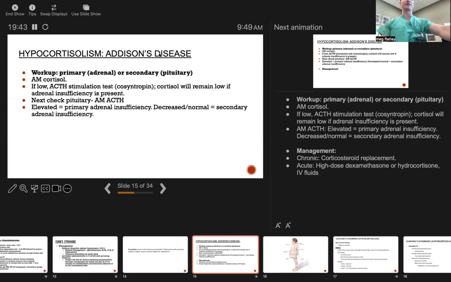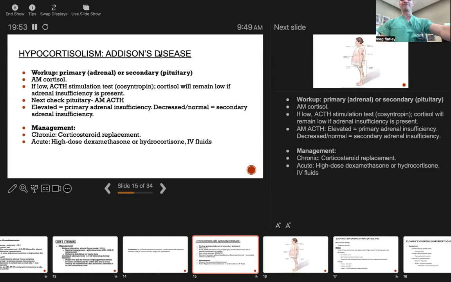If your ACTH is slightly decreased from normal, then it's likely a secondary adrenal insufficiency. For your management for these, you give them steroids in the acute setting: high dose steroids, fluids, etc.